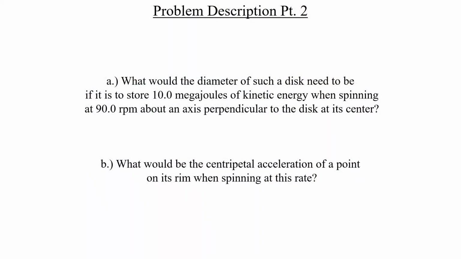The second part of the problem description tells us how much energy needs to go into this flywheel and how fast it needs to rotate. And it's up to us to figure out what the diameter would have to be in order to satisfy those conditions. Additionally, we need to get the centripetal acceleration of a point that's located on the rim while this flywheel is spinning at the 90 revolutions per minute rate.